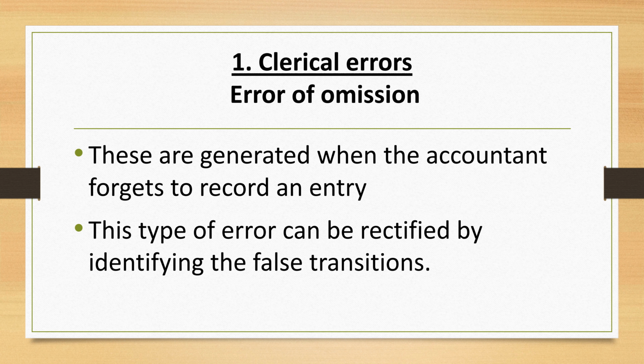Under that, number 1 is error of omission. Error of omission is a type of error generated when the accountant forgets to record the entry. That means he failed to record the entry. Due to some problem in his memory, he has failed to record some of the transactions. This type of error can be rectified by identifying the incorrect transactions. Here the false transactions can be easily identified and thereby you can rectify this error of omission.